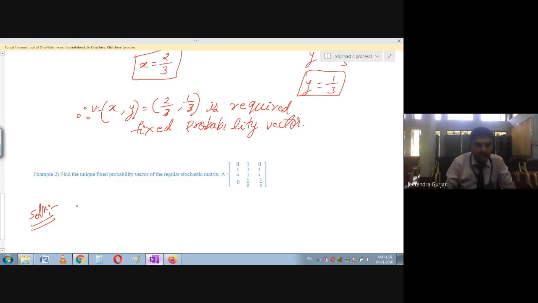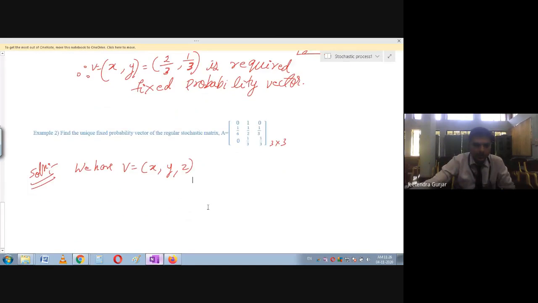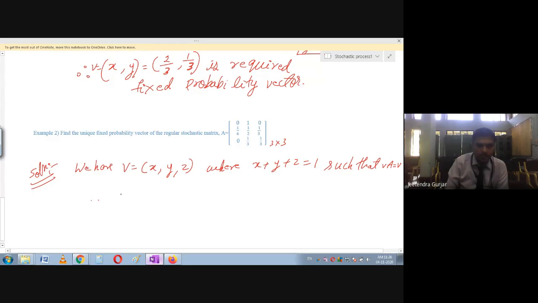We have V is equal to, because this is a 3 cross 3 matrix. Please remember, whenever this is 3 cross 3, we have to take 3 variables x, y, z. So that will be our fixed probability vector, students. Also remember the condition: if there are 3 variables, their sum is always equal to 1. For the stochastic matrix this is equal to 1, such that VA is equal to V. Please remember this formula.